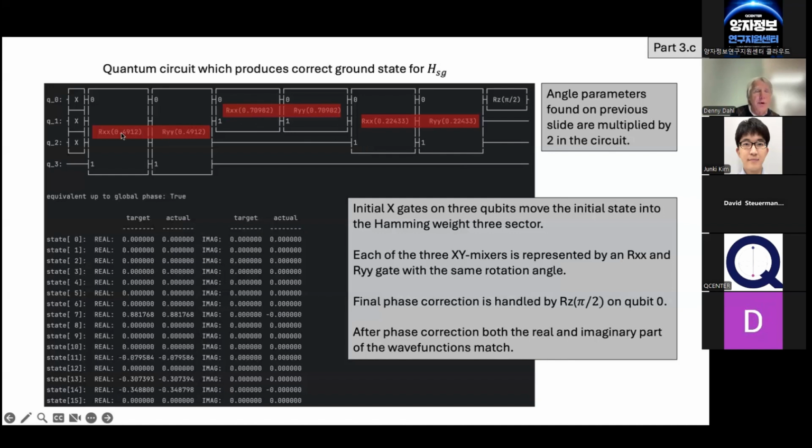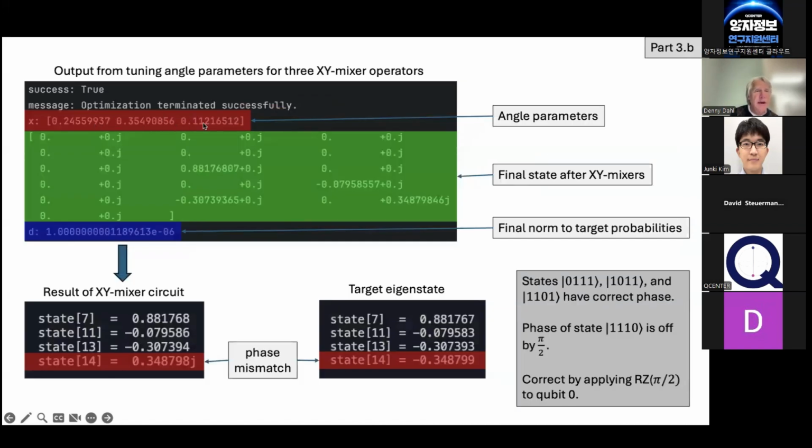And if you're paying very close attention, you'll notice that these angle parameters here are actually a factor of 2 bigger than the angle parameters that my minimize routine found.